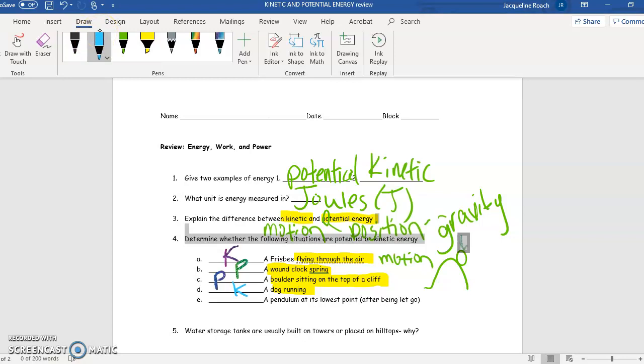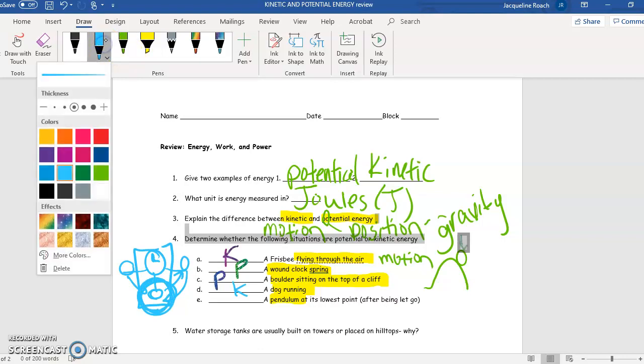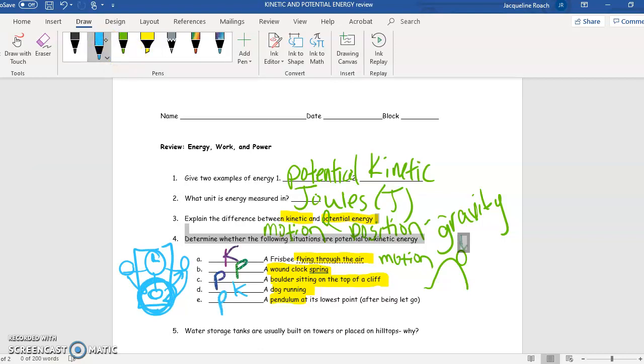A pendulum at its lowest point. This might be a word that you're not familiar with, pendulum. If you have a clock, I'm going to draw a little picture over here for you. Here's a clock. Some of the clocks have a pendulum, right? That swings back and forth. The pendulum swings, it's going to have a high point, and it's going to have a low point when it swings back. It wants to know when it's at this lowest point. If it's at the lowest point, it has potential energy.